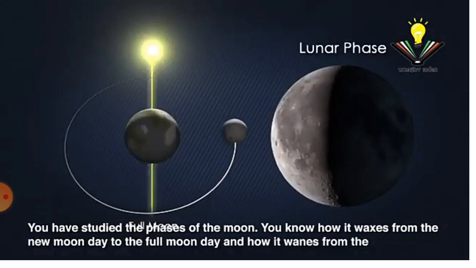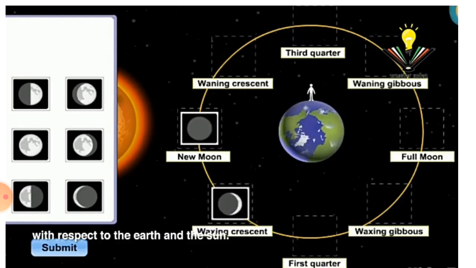You have studied the phases of the moon. You know how it waxes from the new moon day to the full moon day, and how it wanes from the full moon to the new moon day. See the screen. This is the figure of waxing and waning moon. The phases are given here.